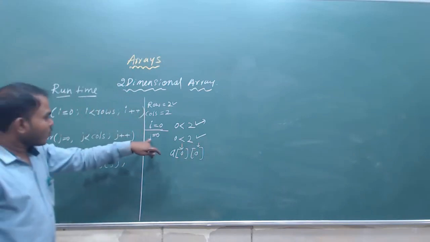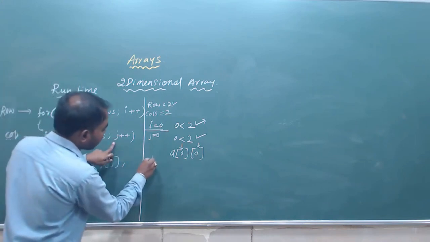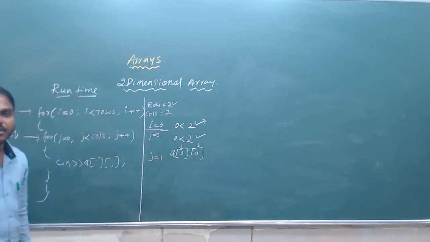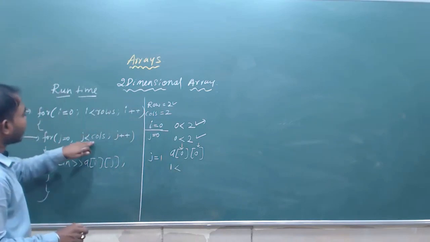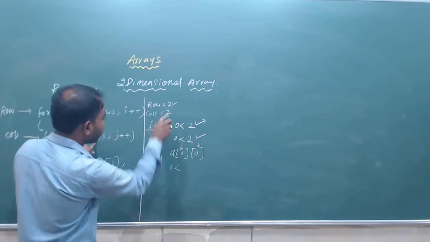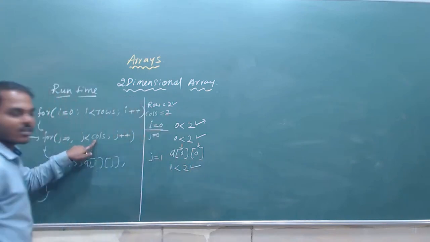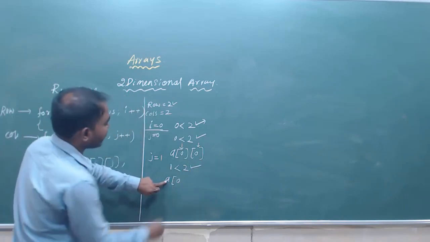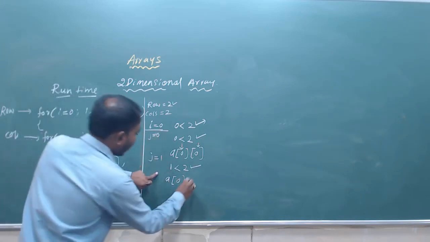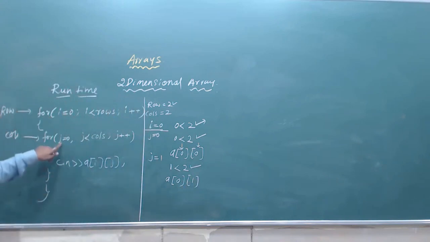Next one. Once the condition is satisfied, the value of j will get incremented. So 0 becomes 1 here. Once again, 1 is checked with the condition. Columns we have taken as 2 here, so 1 is less than 2. The condition is satisfied, right? Then we go with 0. So the i value is 0 and the j value is 1. Again this condition is satisfied, and the loop iterates once again.